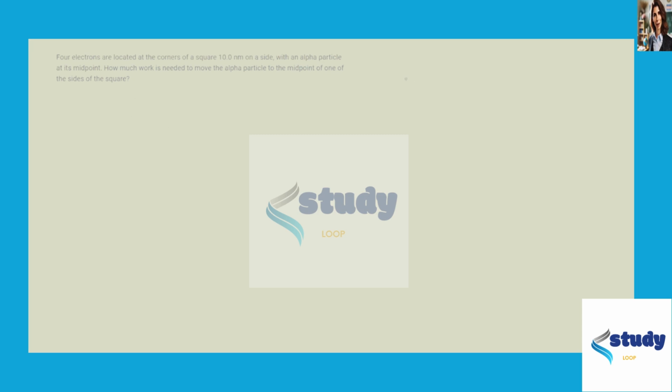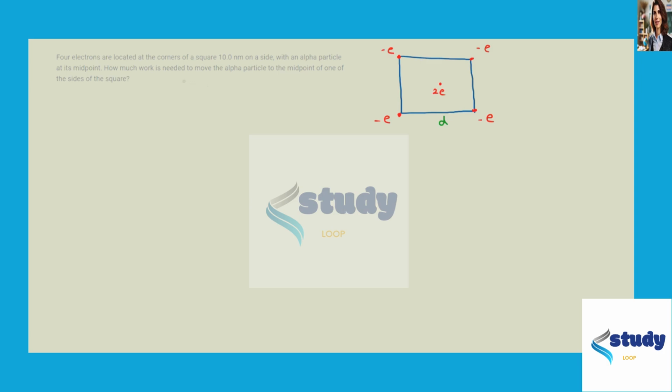It says that four electrons are located at the corner of a square. So if this is a square and the side length is given as 10 nanometers, for the moment let's represent it by d. So we are given the distance is d, and there are four electrons on each of the corners, and at the center we have an alpha particle. So this is the center. We have an alpha particle with charge 2e, and here we have all the electrons.